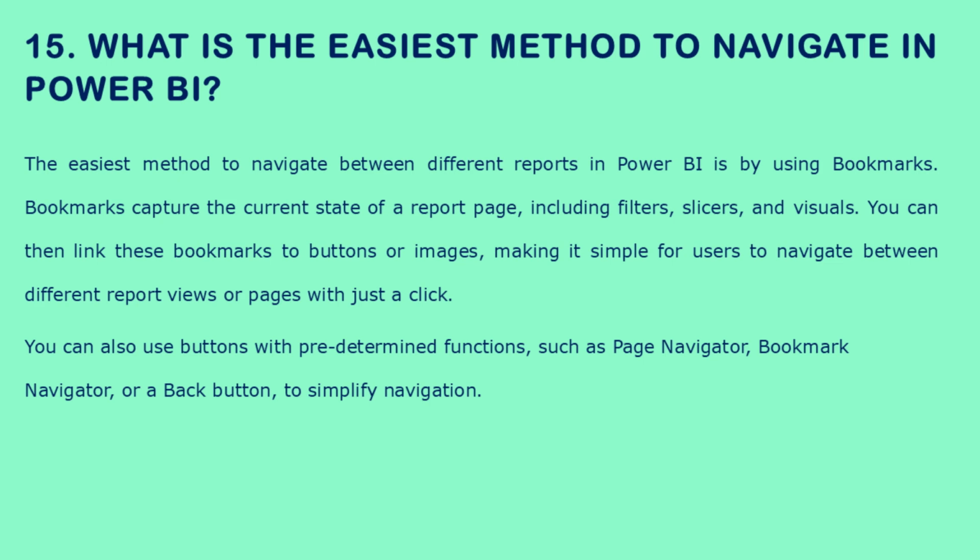The easiest method to navigate between different reports in Power BI is by using bookmarks. Bookmarks capture the current state of a report page, including filters, slicers, and visuals. You can then link these bookmarks to buttons or images, making it simple for users to navigate between different report views or pages with just a click. You can also use buttons with predetermined functions, such as Page Navigator, Bookmark Navigator, or a back button, to simplify navigation.